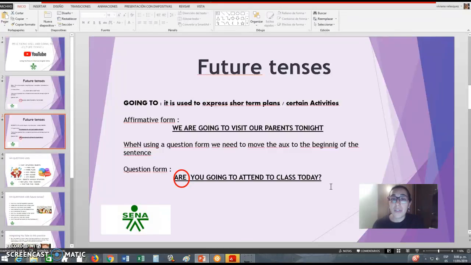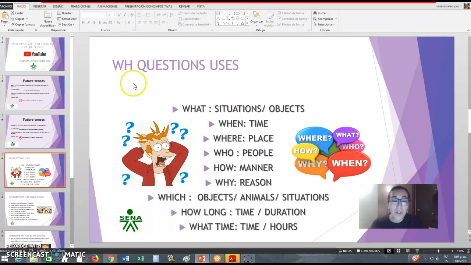And the negative form is going to be with the verb to be in negative. So you said, I am not going to. You are not going to. She is not going to attend the class today. Good? Okay, so now we are going to practice a little bit on W questions.